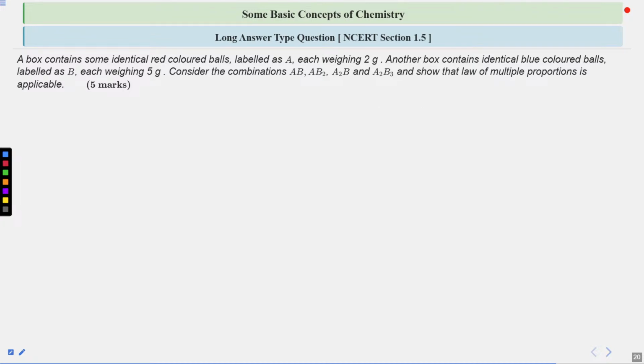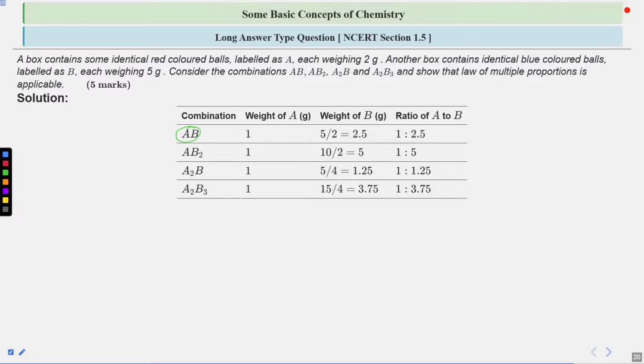So let us start the solution. What you have to do here is to form different compounds. These are the 4 compounds: AB, AB2, A2B, A2B3. The mass of each is given. A is having a 2 gram mass, and B is having a 5 gram mass. Means A has a mass of 2 gram, B has a mass of 5 grams.